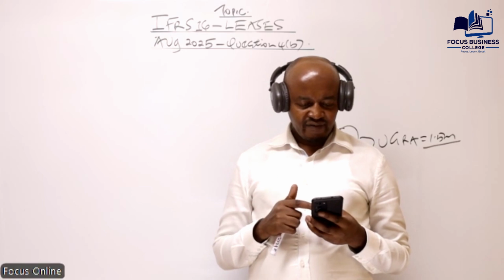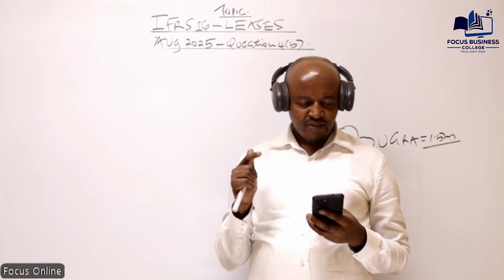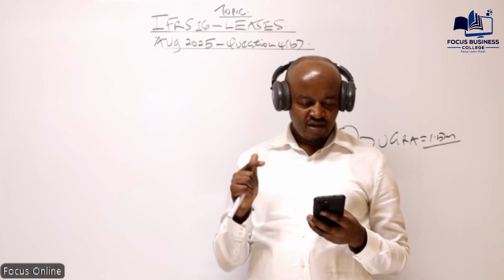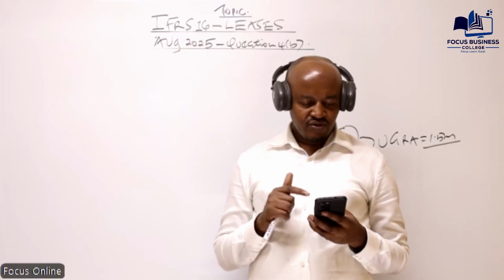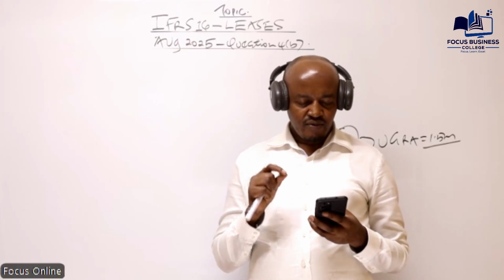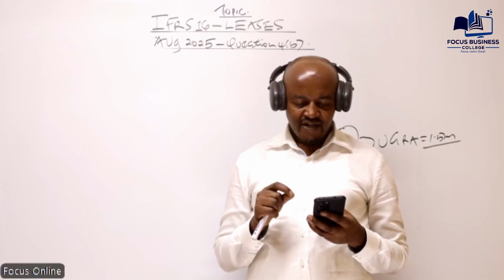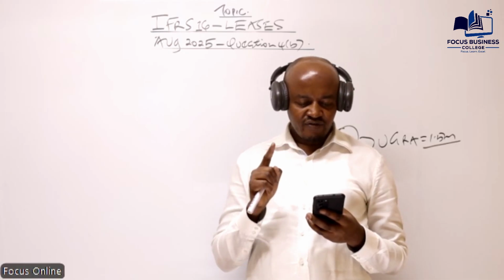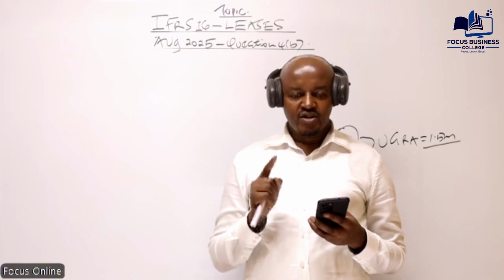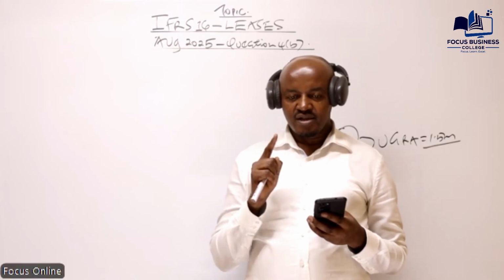So we're given the present value interest factors from year 1 all the way to year 6, basically at the rate of 4.94. So what are we required to do? We are required to explain how Fv Limited would account for the lease in its financial statements for the year ended 31st of December 2024 in conformity with IFRS 16.